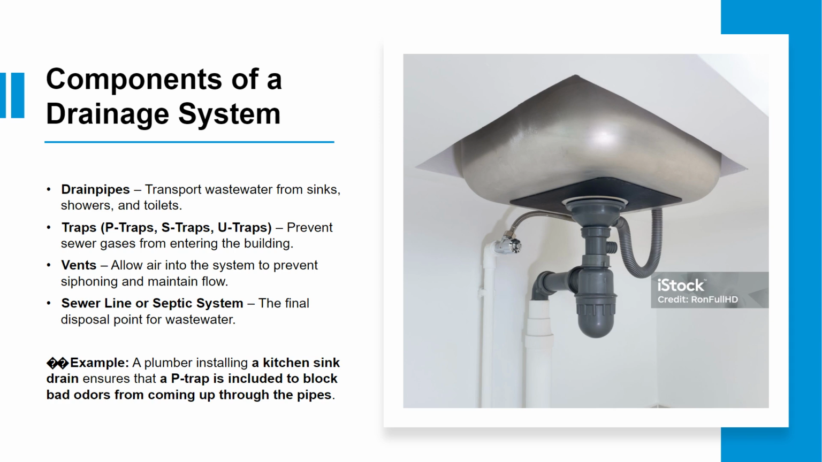6. Final discharge point. This could be a septic tank, soak-away pit, or public sewer line. All waste leads here, so it must be well connected and sealed. These components are the building blocks of every drainage system. You must know them. You must install them with care, because one weak part can ruin the whole system.